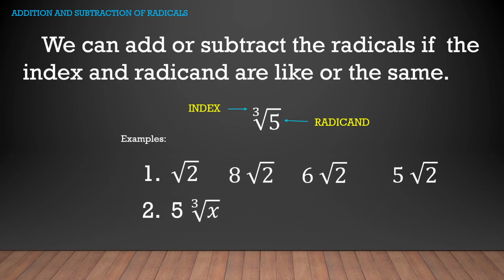Okay, number 2. 5 cube root of x, 7 cube root of x, cube root of x, and 10 cube root of x. This is also the same index, and that is 3, and the same radicand, and that is x. Same radicand and same index, that's why our example is like radicals.